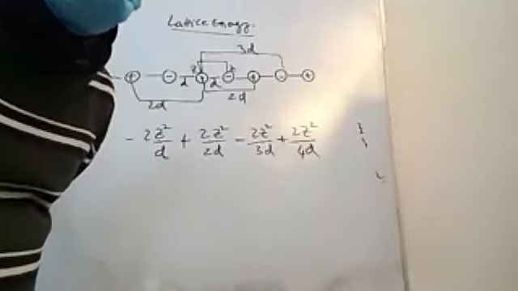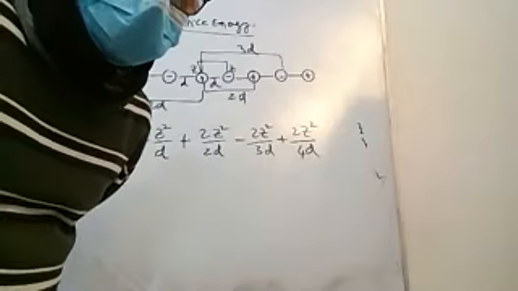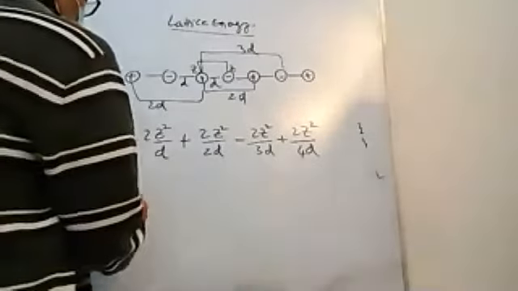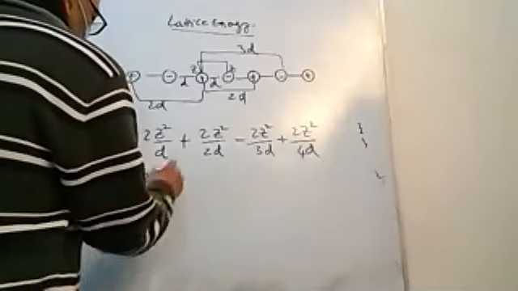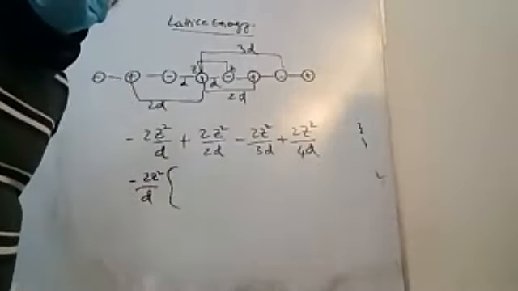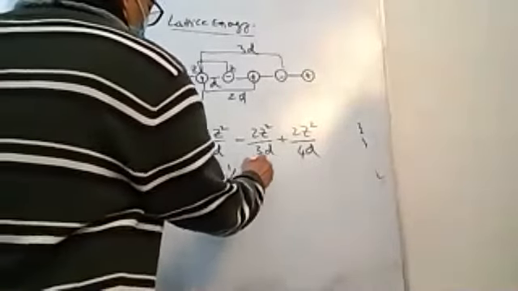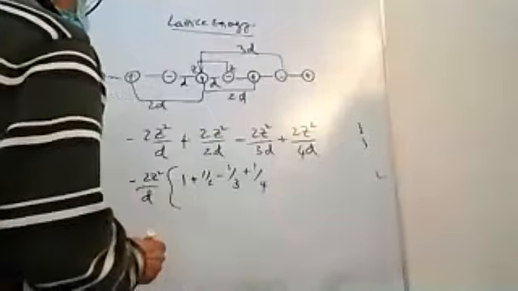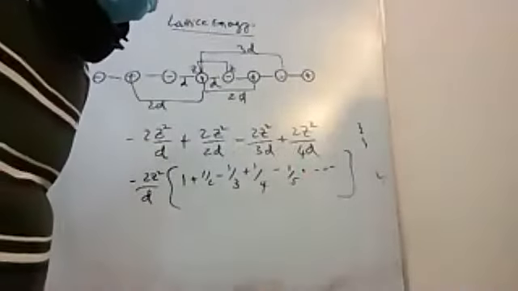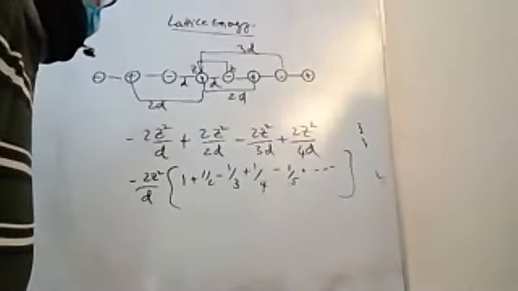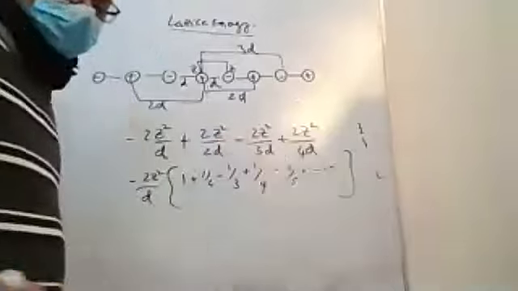That is infinite. I'm just showing only one dimension, but you can imagine the whole thing happening in three dimensions. So if I were to take a common factor of -2Z squared over D, and then look at the expression, this is simply 1 plus 1/2 minus 1/3 plus 1/4 minus 1/5, and so on and so forth. Okay, so this series, 1 plus 1/2 minus 1/3 plus 1/4 minus 1/5, anyone know what that is?